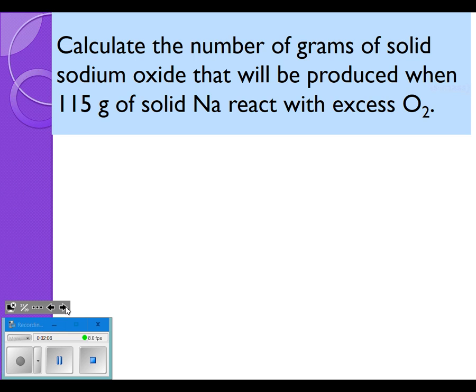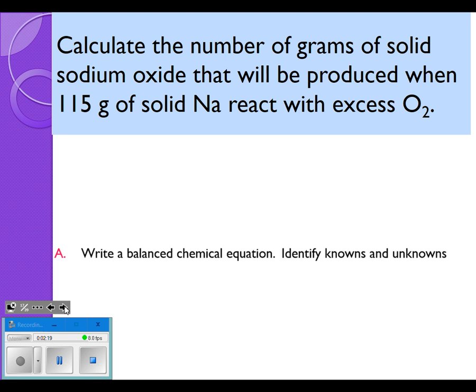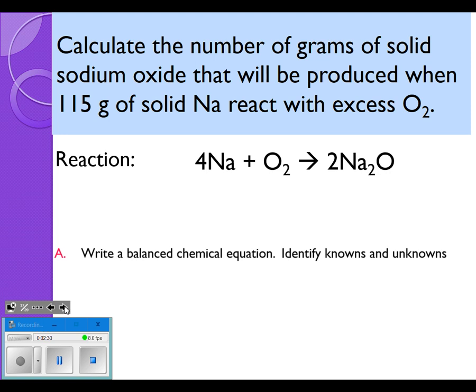So, let's do some examples. Calculate the number of grams of solid sodium oxide that will be produced when 115 grams of solid sodium react with oxygen. So, we first have to write a balanced chemical equation. I will tell you on your test, you'll be given the chemical equations. You sometimes will have to balance them, you sometimes won't. But if we write this reaction, it is Na plus O2 yields Na2O. And then we balance it by putting a 4 in front of the Na and a 2 in front of the Na2O. Okay, so that's the first part.